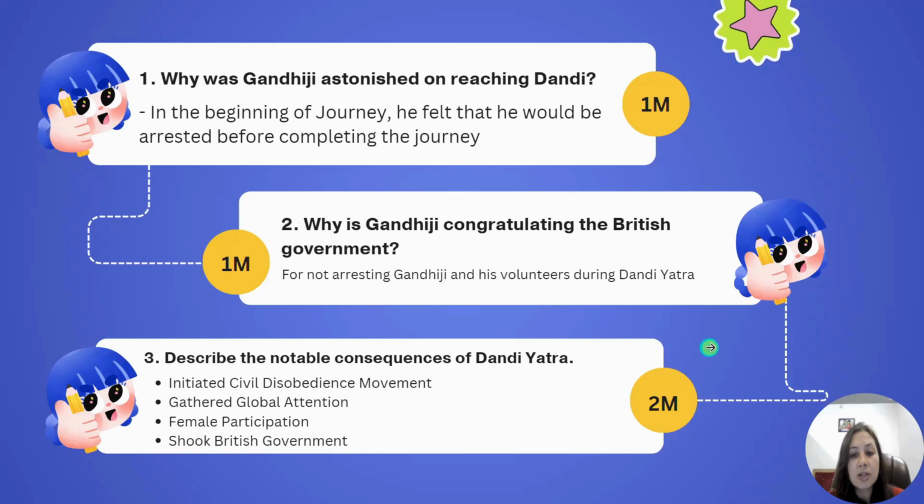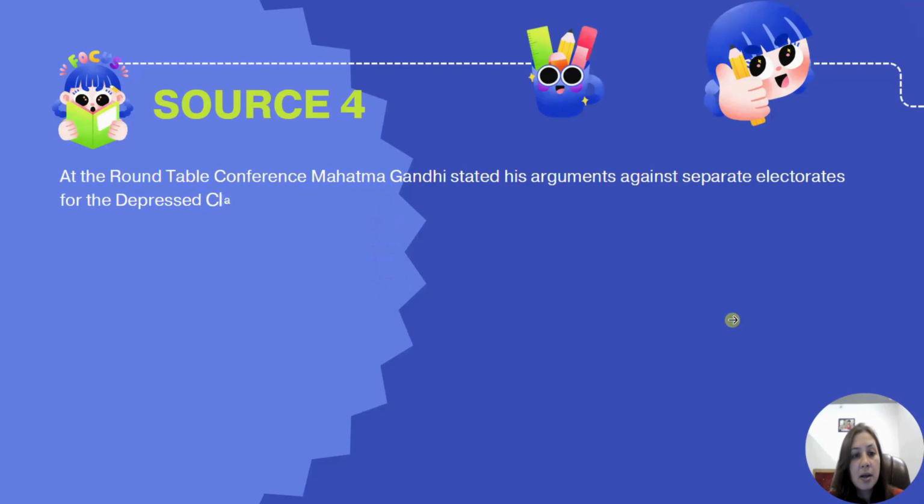Why is Gandhiji congratulating the British government? He is congratulating them for not arresting Gandhiji and his volunteers during Dandi Yatra. Basically, the reason Britishers did not arrest Gandhiji is because they felt that Gandhiji would not be able to reach Dandi. Right? So that's why. Describe the notable consequences of Dandi Yatra. It initiated CDM, gained global attention, gathered female participation, and shook the foundation of the British government.